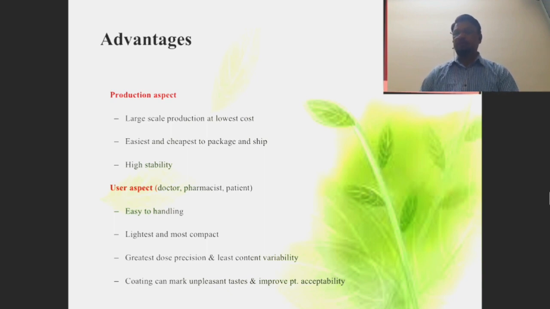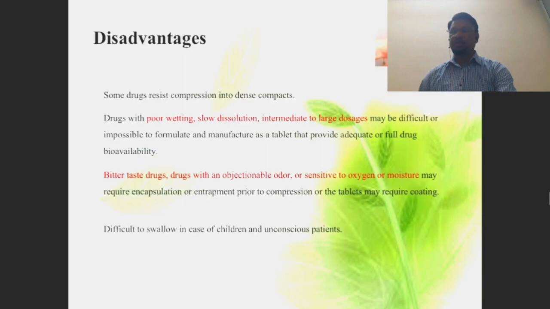Okay, it is light in weight, you can carry it anywhere in a bag or pocket also. So the tablet is basically easy for transportation, and it has more stability. Okay, disadvantages: slow dissolution, immediate drug release will not happen with the tablet.